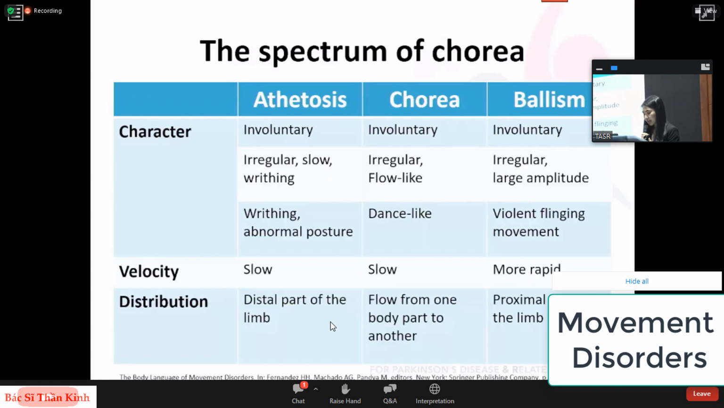This is a spectrum of chorea. Athetosis, chorea, and ballism are spectrum disorders. They are hyperkinetic, involuntary, and non-rhythmic movements. Athetosis tends to involve the distal parts of the limb and is characterized by writhing, slow movement. And chorea is characterized by dance-like movement that flows from one body part to another. And finally, ballism typically involves the proximal part of the limb and is more rapid, characterized by violent flinging movement.